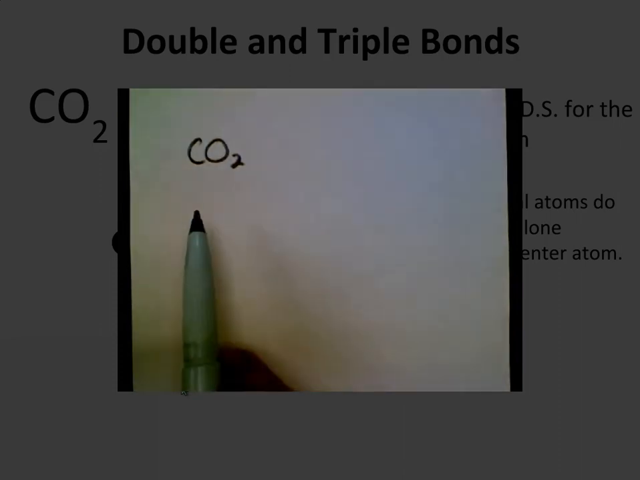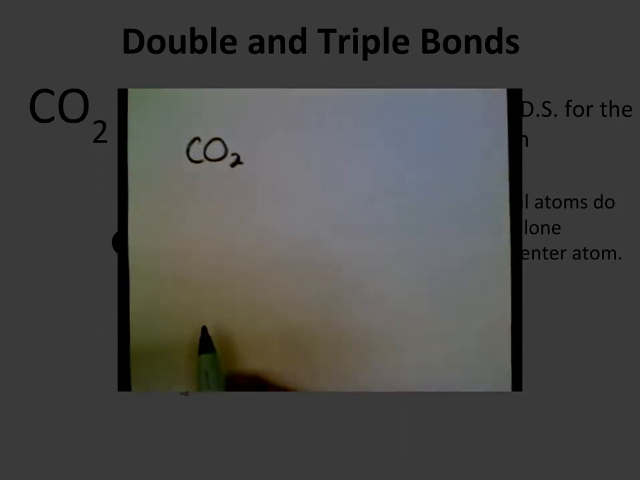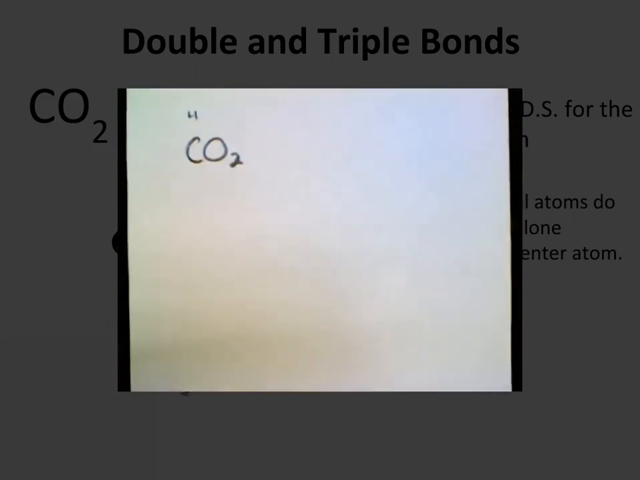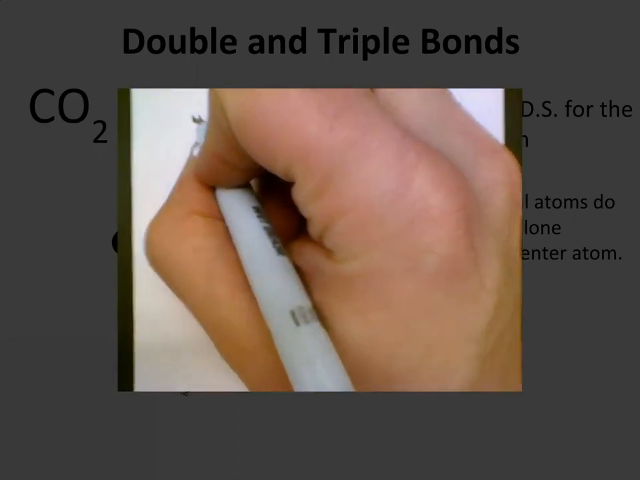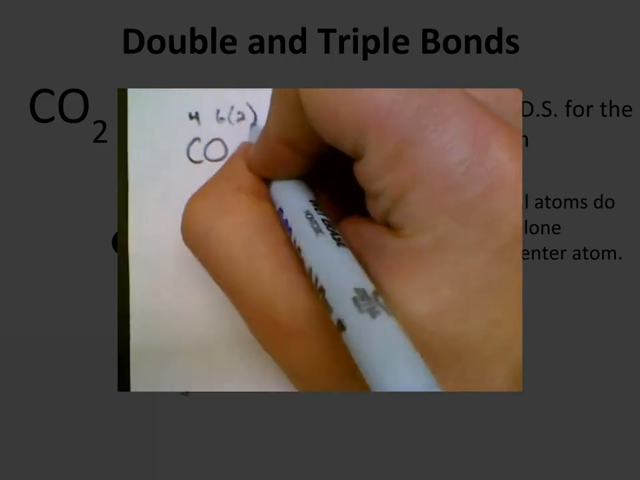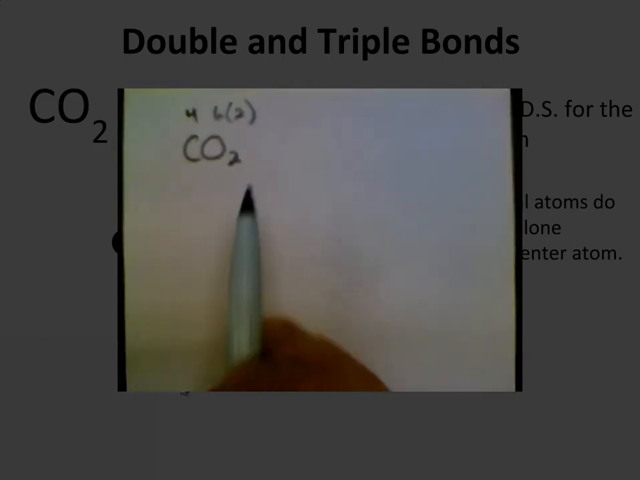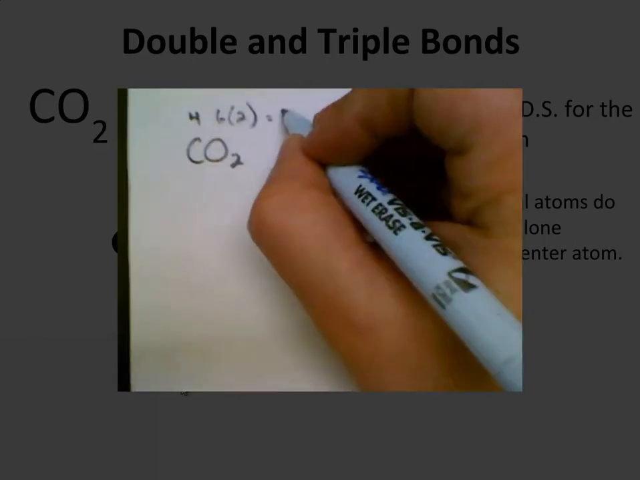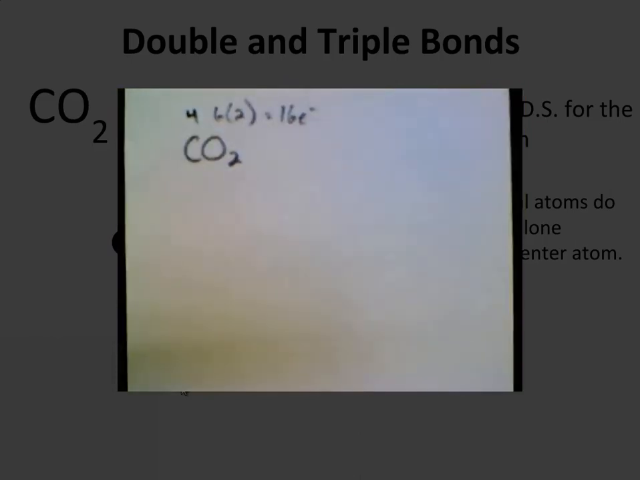And if we follow our steps, we need to first figure out how many total valence electrons there are going to be. So carbon would have 4, and oxygen would have 6, and there's 2 of them, right? There's 2 oxygens, so it's actually 6 times 2, so that'd be 12 plus the 4 would be a total of 16 electrons, right, that we have to work with.